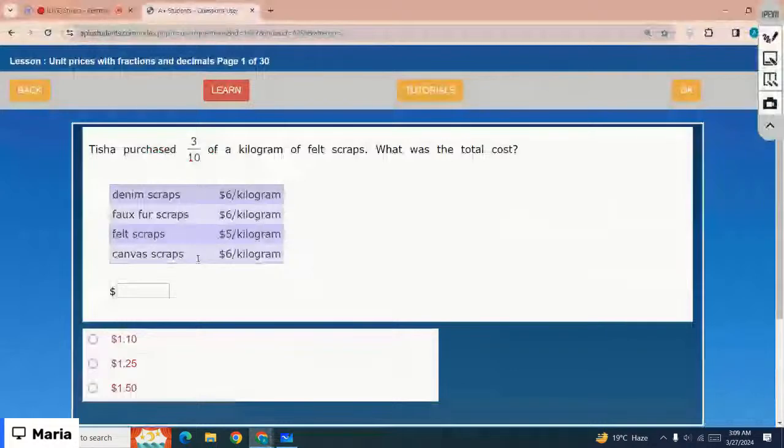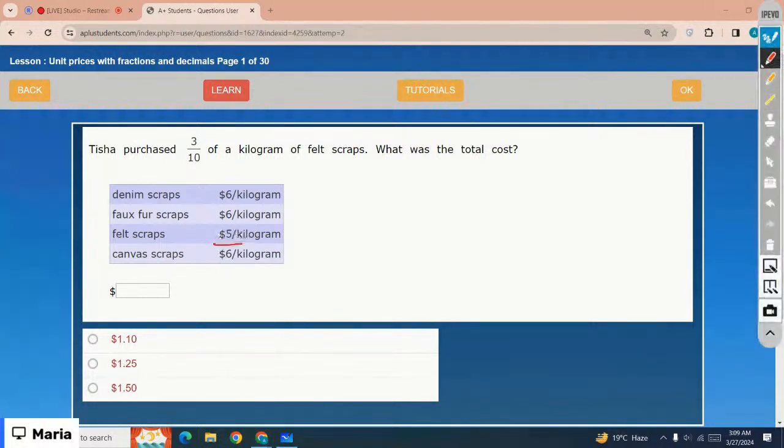Okay, let's just start with the first example. Tisha purchased 3/10 of a kilogram of felt scraps. What was the total cost? Okay, so felt scrap is $5 per kilogram. She bought 3/10 of the kilogram, right? So you have to do 5 times 3 divided by 10, because you need to calculate the price of 3/10 of a kilogram of felt scrap, and 1 kg of felt scrap is $5.